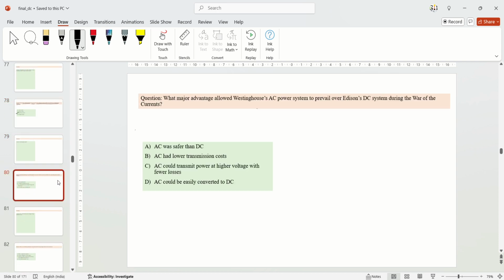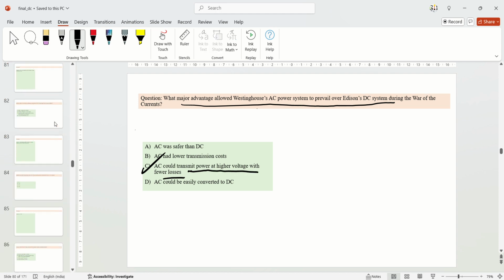One question is related to the major advantage by which the Westinghouse AC power system prevailed over the Edison DC system during the war of currents. Option C is correct: AC could transmit power at higher voltages with fewer losses.